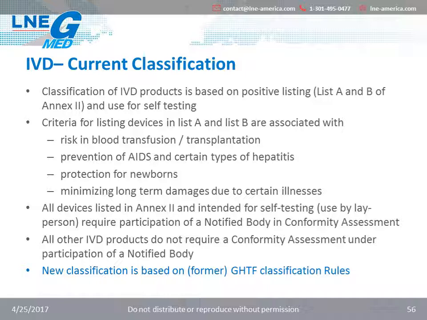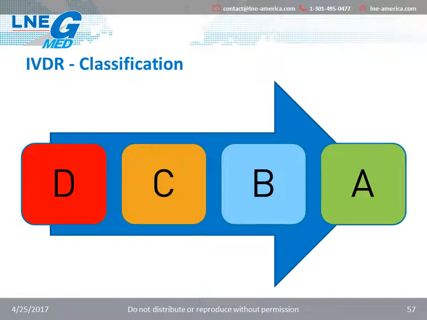Annex 2, as you know, has been highly criticized as being random and not scientifically based. It also denies room for changes and emerging technology. The regulation introduces a new risk-based rule classification system based on the Global Harmonization Task Force classification rules. The new classifications will fall into category D, C, B, or A, with D being the highest risk products and A being those with the lowest risk.